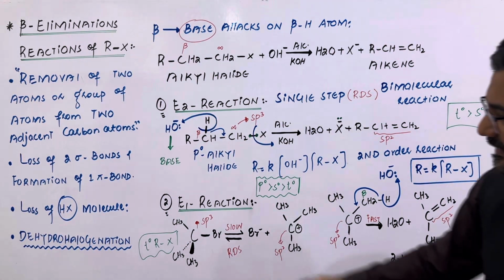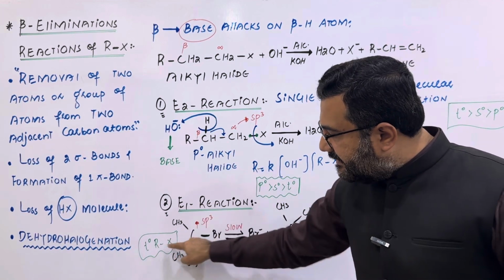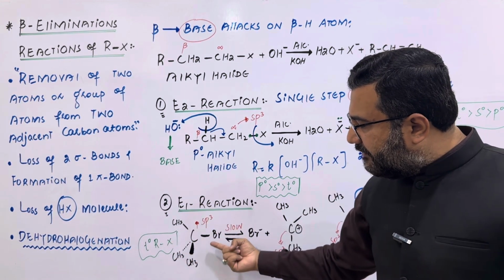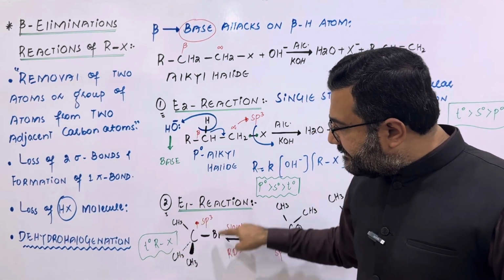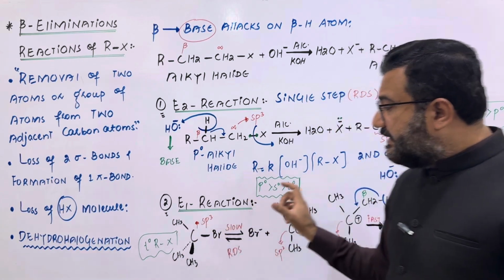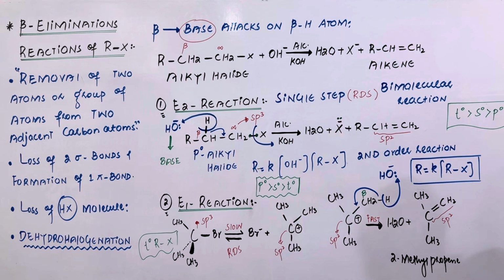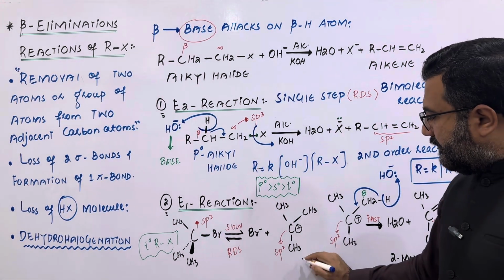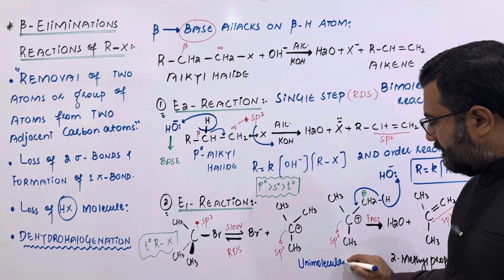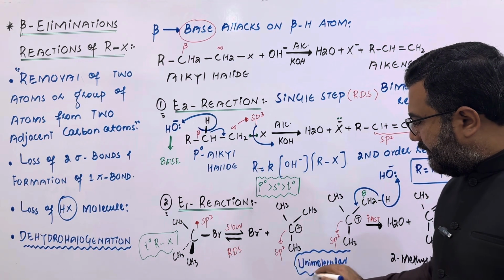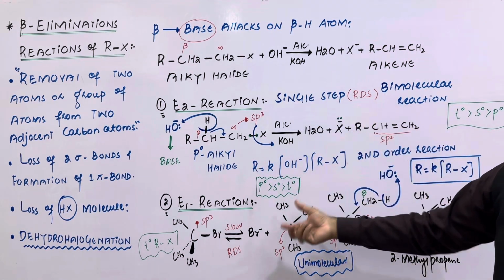Now the next point is that in the slow step of the E1 reaction, only one molecule of the alkyl halide takes part. This is a tertiary alkyl halide, specifically tertiary butyl bromide. So as only one molecule of alkyl halide is taking part, we will say that these are basically unimolecular reactions. These E2 are bimolecular, E1 are unimolecular.